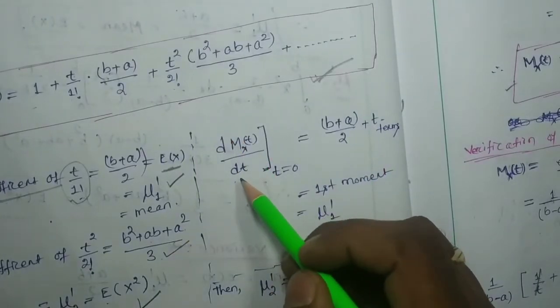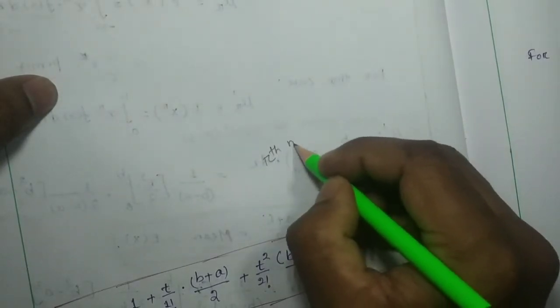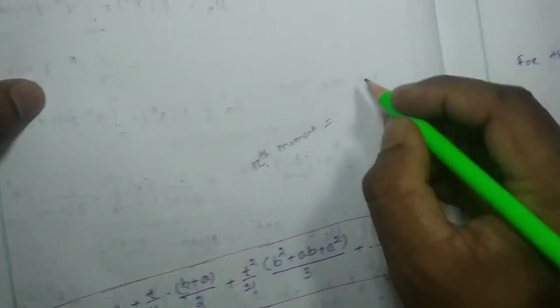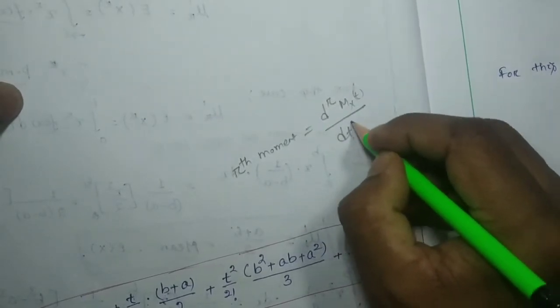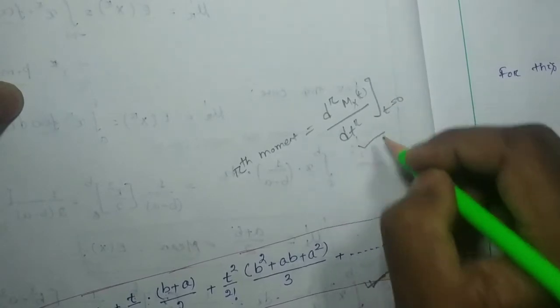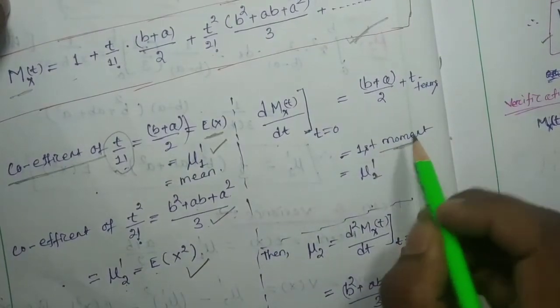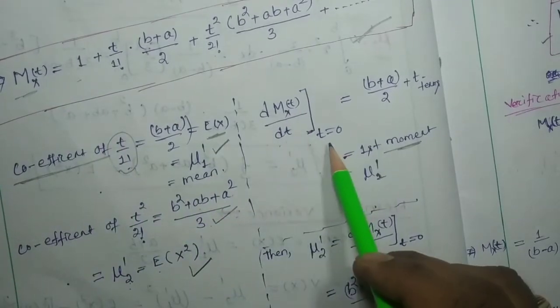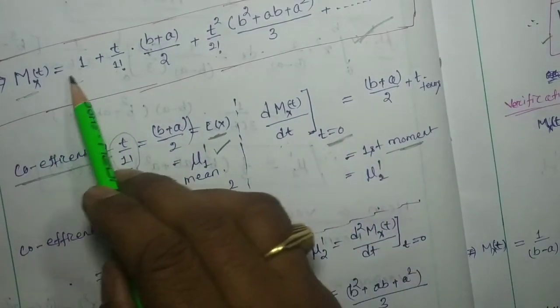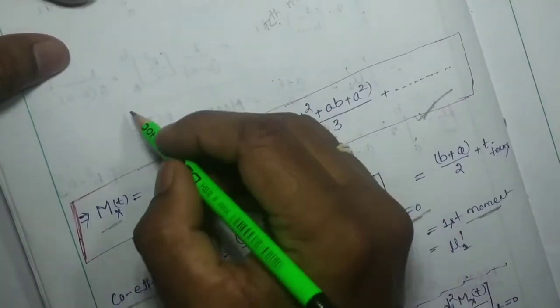First derivative, we know that the rth moment can be found by d^r mxt by dt^r at t equal to 0. These things we know very well. So now we are going to find out mu 1 dash, means first moment. First moment means first derivative of mxt with respect to t. Then we have to put t equal to 0. Then first you do the derivative of this one. Then what you are going to find, first term will be 0.